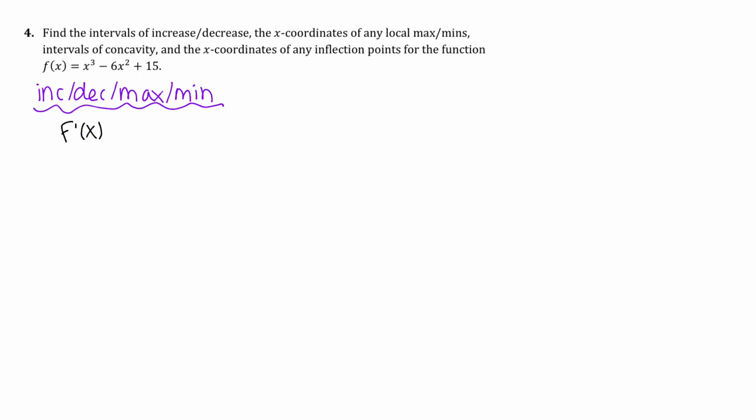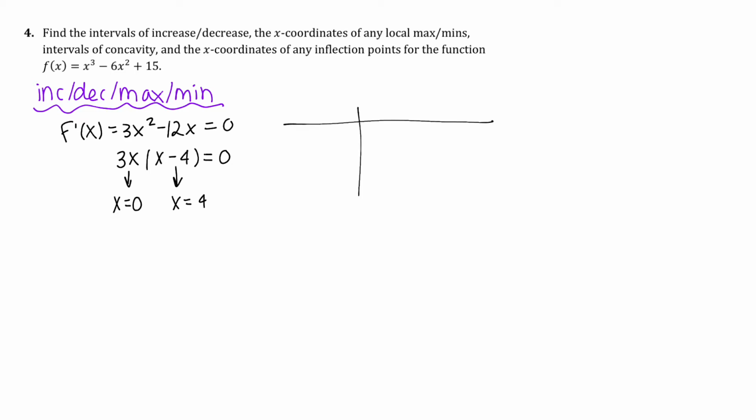So the first derivative here will be 3x squared minus 12x. Setting that equal to 0, we can factor out a 3x. We have x minus 4 equal to 0. 3x set equal to 0 will give you x equals 0. x minus 4 equal to 0 gives you 4. There's not going to be any domain issues here because we have a polynomial to begin with.